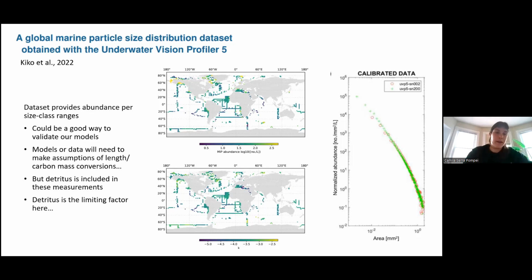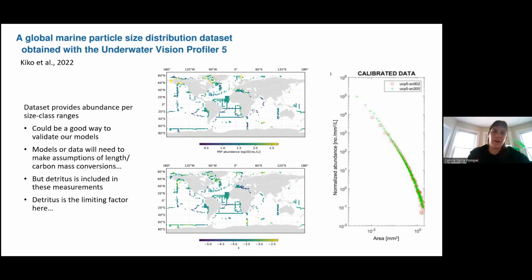And I think it can be a good way to validate our models if we resolve them by size classes. The thing is that in this case, at least in my experience, we always use carbon mass, whereas when you go to the field, you measure more length. So maybe we should also try to center a bit on this, whether we implement this part of length in our model so that we can compare it better with what is observed in the field.